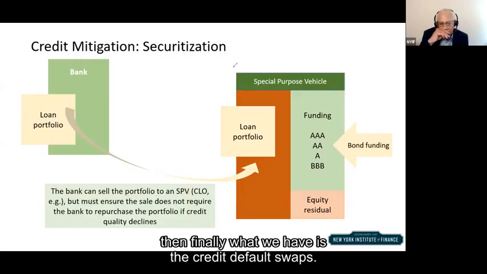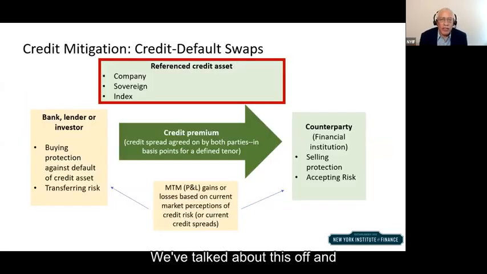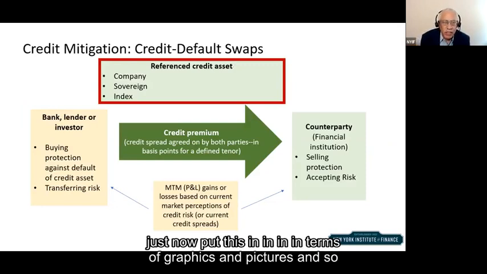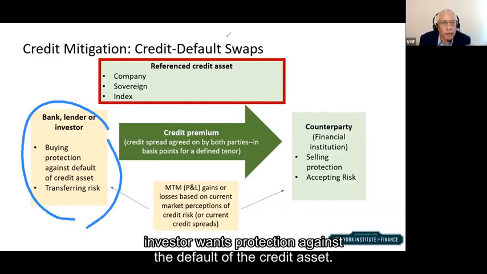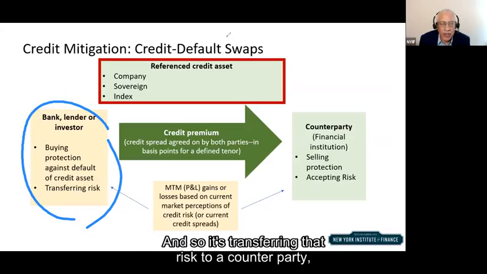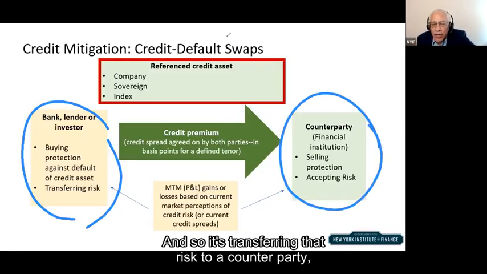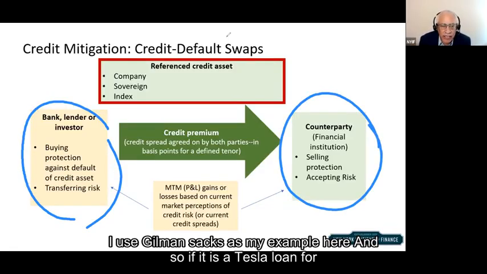And then finally, what we have is credit default swaps. We've talked about this off and on. I've just now put this in, in terms of graphics and pictures. And so the CDS market is, and I've used Tesla as an example, that a bank lender or investor wants protection against the default of the credit asset. And so it's transferring that risk to a counterparty. I use Goldman Sachs as my example here.